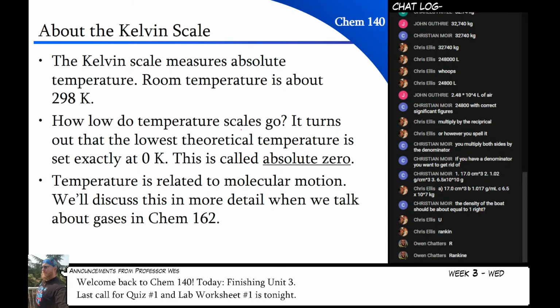This slide talks about absolute 0. We're not going to talk about absolute 0 ever in this class. You can think of absolute 0 as just the lowest possible temperature if we define temperature as how much molecules move. If molecules don't move, they're at temperature 0 or absolute 0. And we'll talk about that in 161 and 162 when we get to gas laws and the kinetic molecular theory.